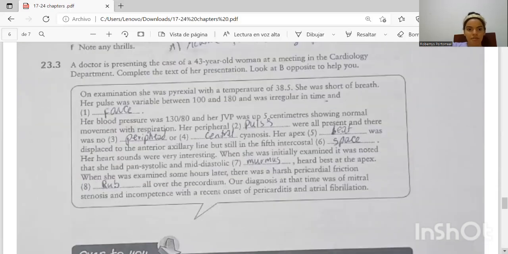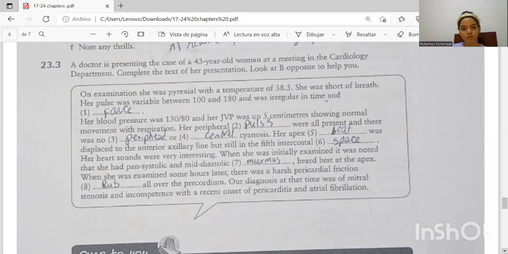Exercise 23.3. A doctor is presenting the case of a 43-year-old woman admitted to the cardiology department. Complete the text of her presentation. Look at B opposite to help you. On examination, she was pyrexial with a temperature of 38.5. She was short of breath. Her pulse was variable between 100 and 180 and was irregular in time and force.